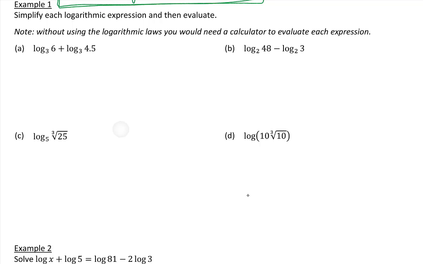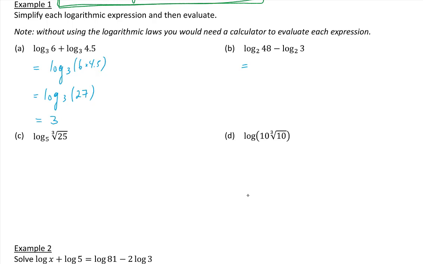Our first example is log base 3 of 6 plus log base 3 of 4.5. To write as a single logarithm of base 3, we have log base 3 of 6 times 4.5, which is equal to log base 3 of 27. And again, to evaluate a logarithm, think of what exponent on 3 will give me 27, and therefore log base 3 of 27 is just 3, since 3 times 3 times 3 is 27.